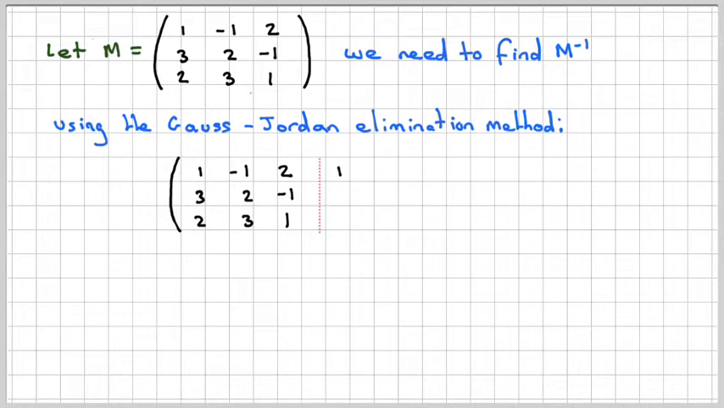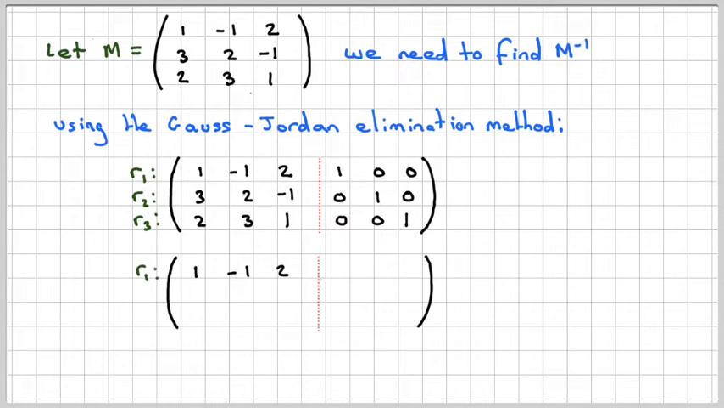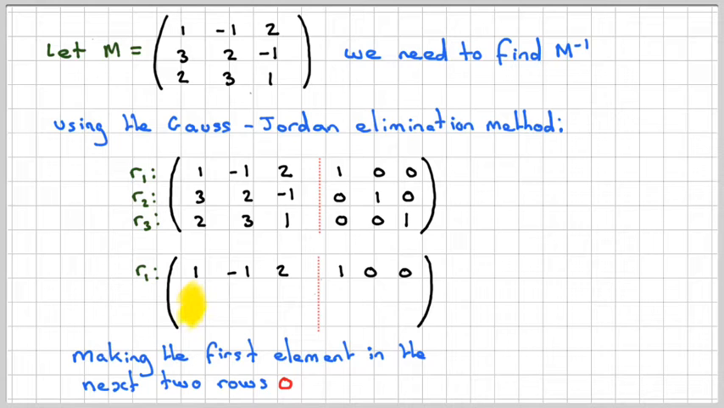So setting it out, you write the matrix on this side, you draw a line, and then on the right hand side you write the identity matrix. And the idea is that you need to move that by doing row operations over to this side. So we're going to label them row 1, row 2, row 3. Step 1 is you need to make these two elements 0, making the first element in the next two rows equal to 0, which I've highlighted there. In order to do that, we're going to use row 1.